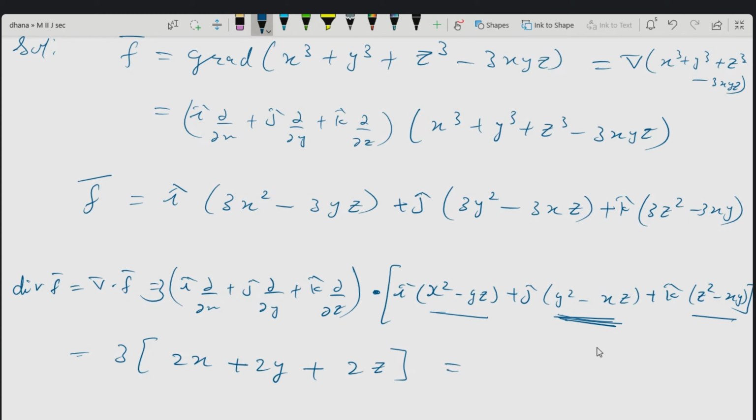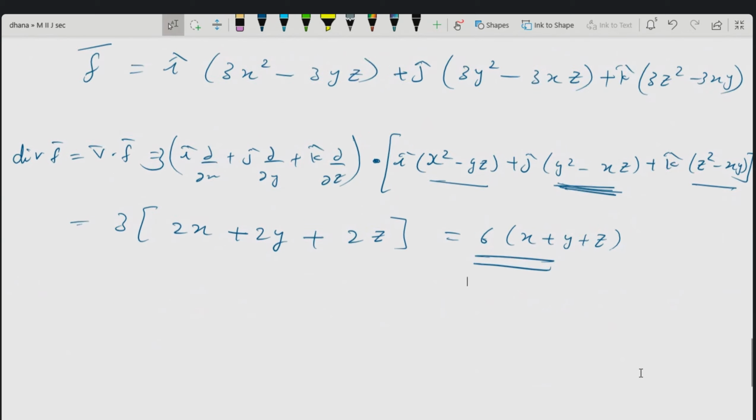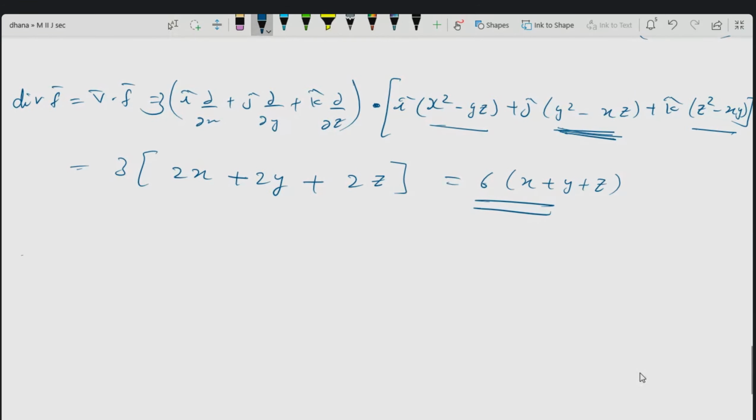Okay, so this is nothing but 6 times of x plus y plus z. So here in this problem, your f bar was defined in a certain manner. So first you calculate your f bar and then calculate the divergence accordingly. So that is the result, 6 times of x plus y plus z. Understood? Yes, ma'am. Okay.